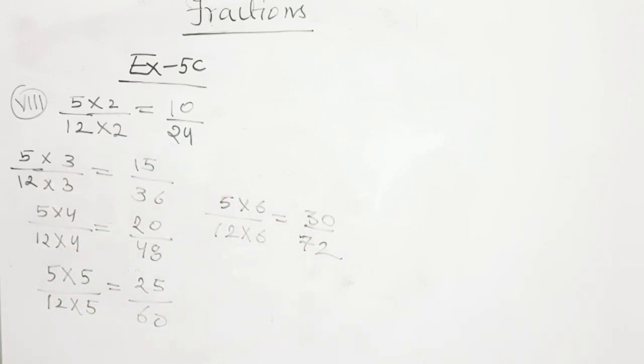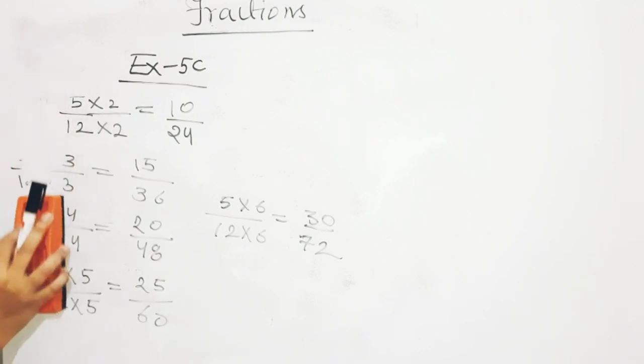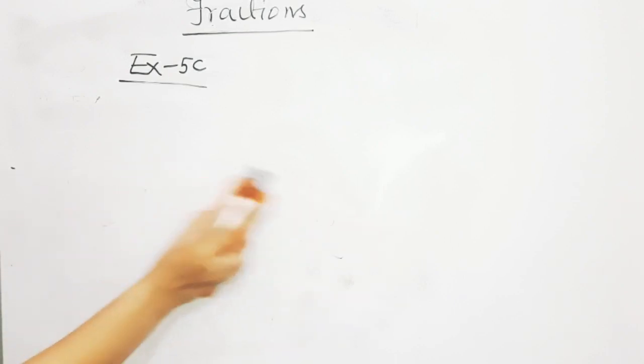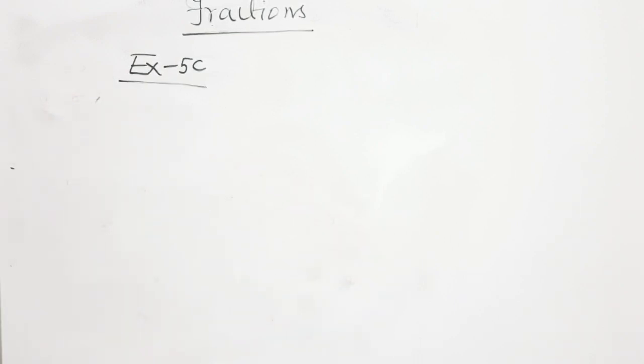Right students? So now we have found 5 equivalent fractions. First one is 10 upon 24. Second one is 15 upon 36. Third one is 20 upon 48. Fourth one is 25 upon 60. And last one is 30 upon 72. Correct students? So I hope you must have understood. Now for the remaining first 4 options, on this basis you have to do the first 4 options of this question. Now coming to the next question, that is question number 2.